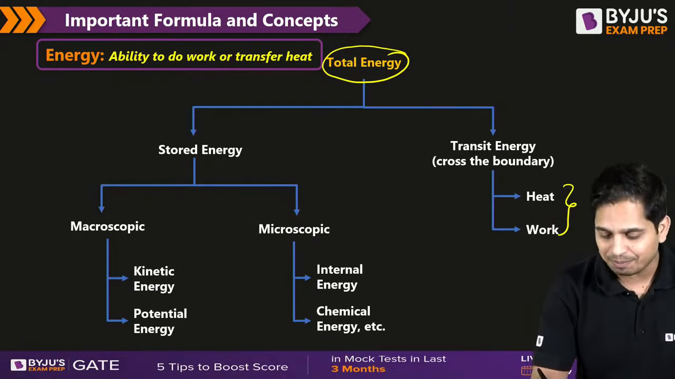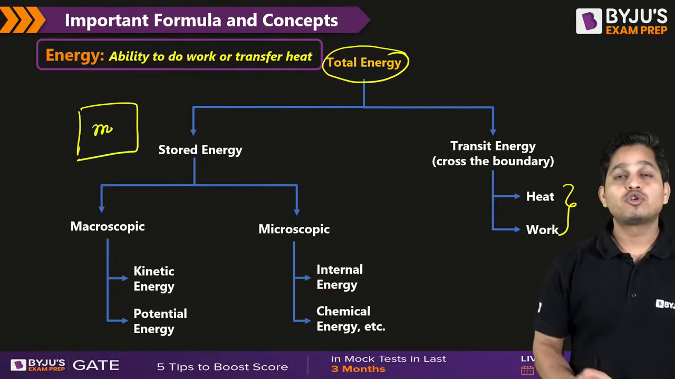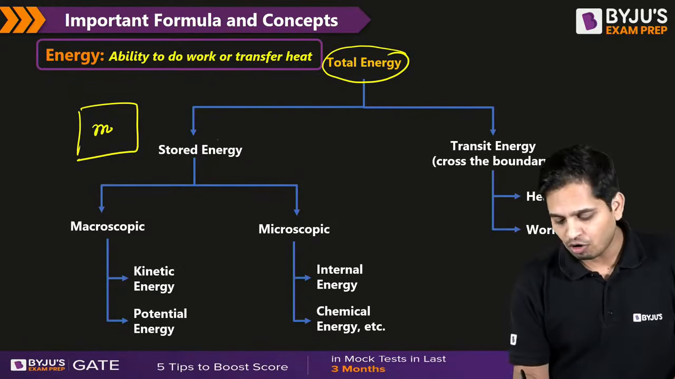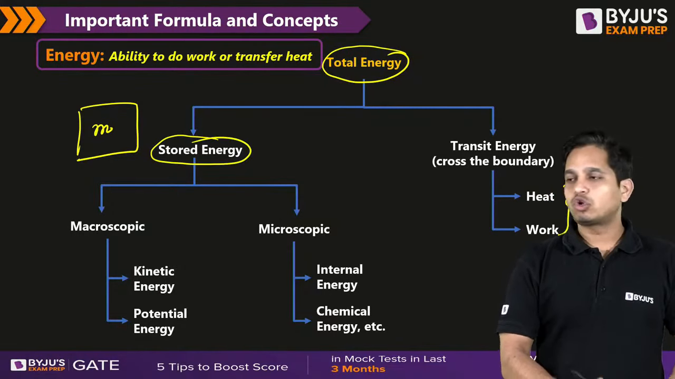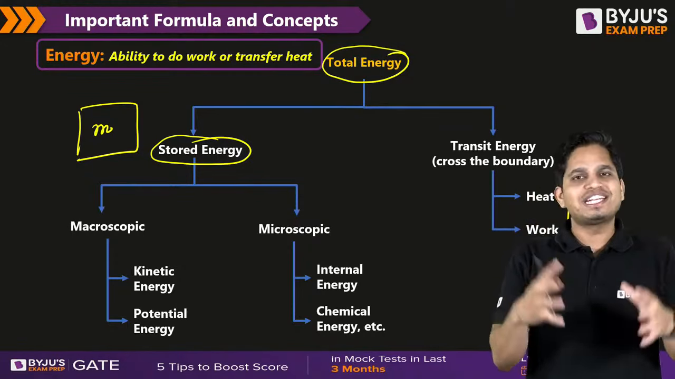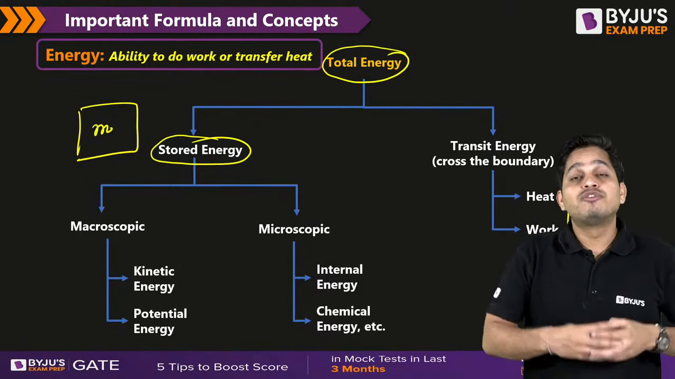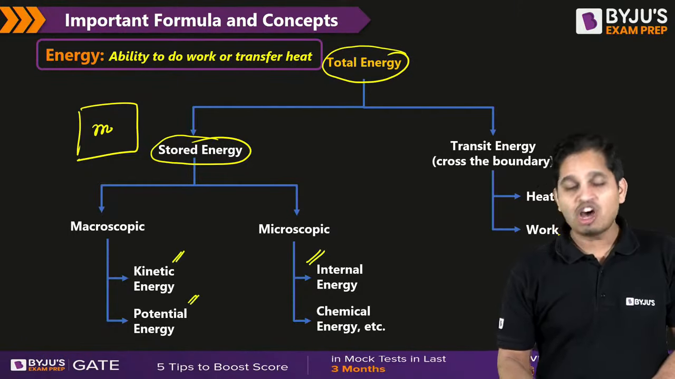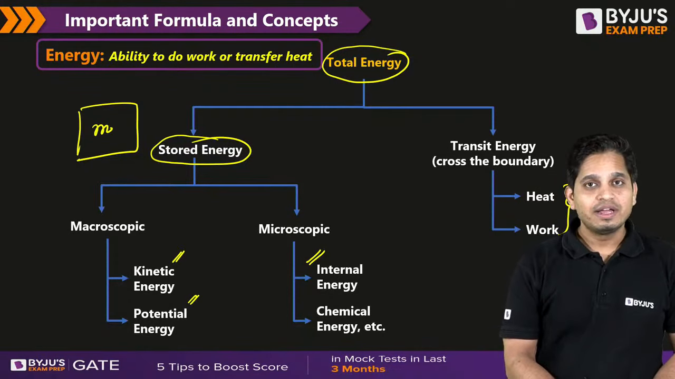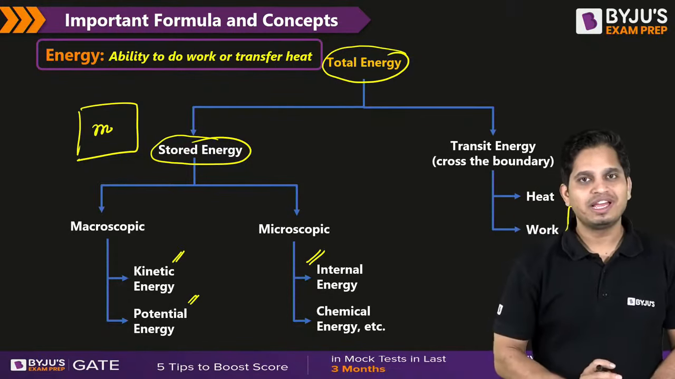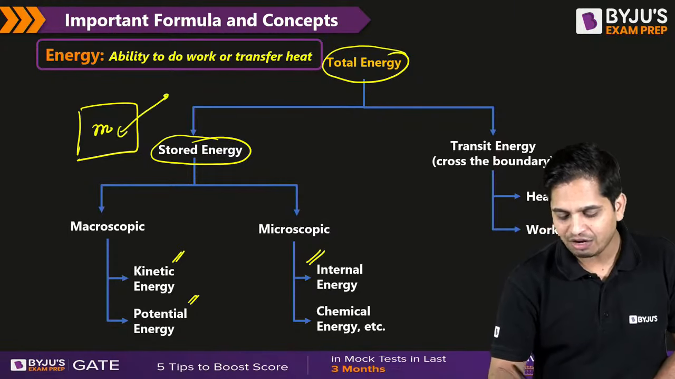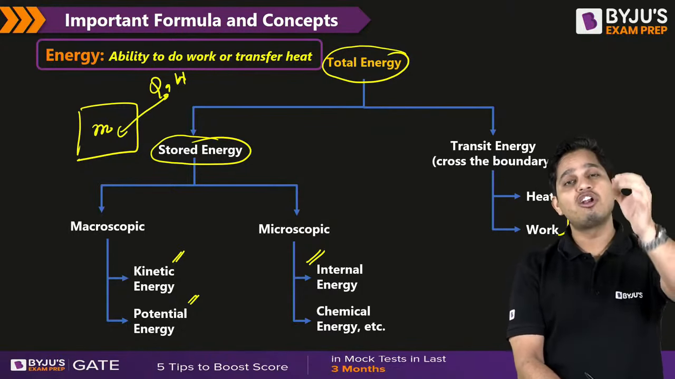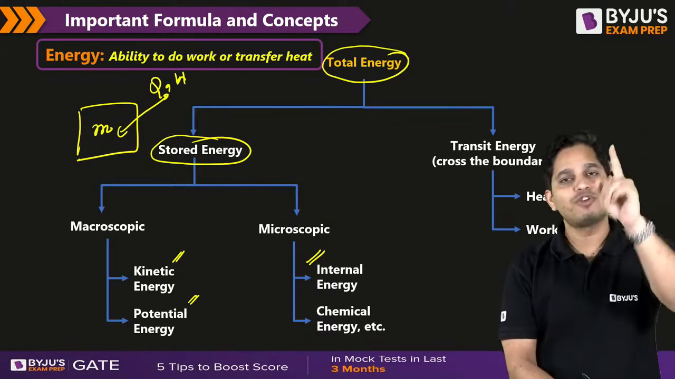And whenever I have a system and it has some mass, it will store energy in the form of stored energy. So if I have a system and there are some gas molecules, gas molecules will store energy in the form of internal energy, kinetic energy or potential energy. But if they have to transfer energy, then it will do it in the form of heat or work. Energy transfer always takes place either in the form of heat or work.